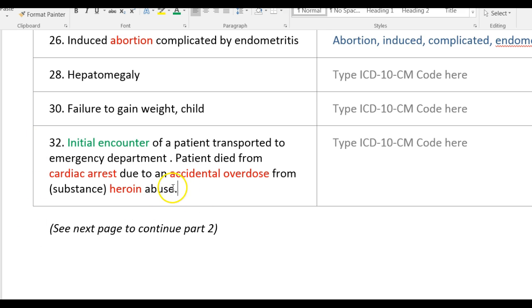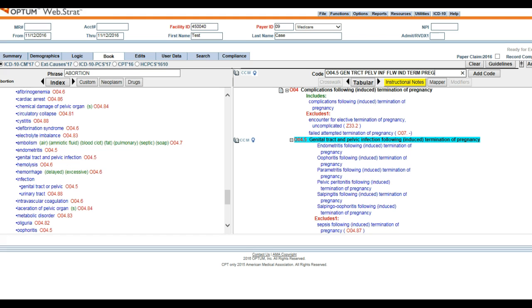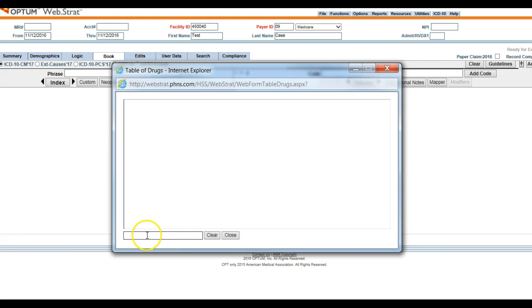Let me see. Accidental. And let me look at this one on the... Okay, let's do table of drugs and chemicals. I'm going to go to substance.